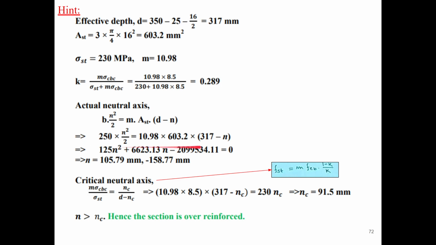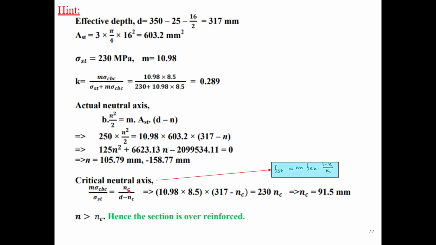Okay, so solving this quadratic equation, we get n equal to 105.79 mm and minus 158.77 mm. So n is basically the positive value taken, which is equal to 105.79 mm, right? Now, similarly, if we want to find the critical neutral axis, using this equation, which is the same here, nc equal to k into d, right?